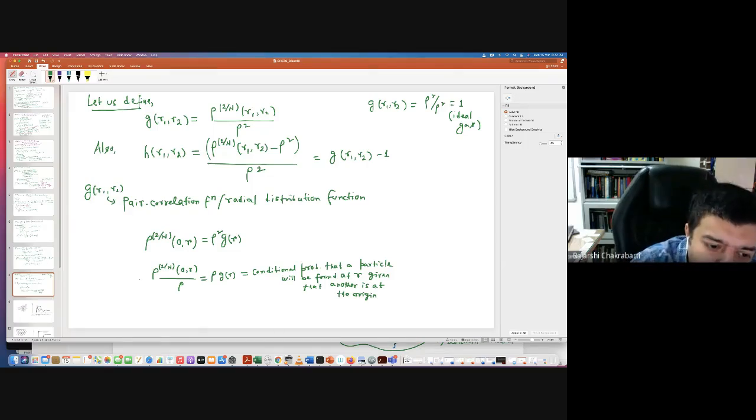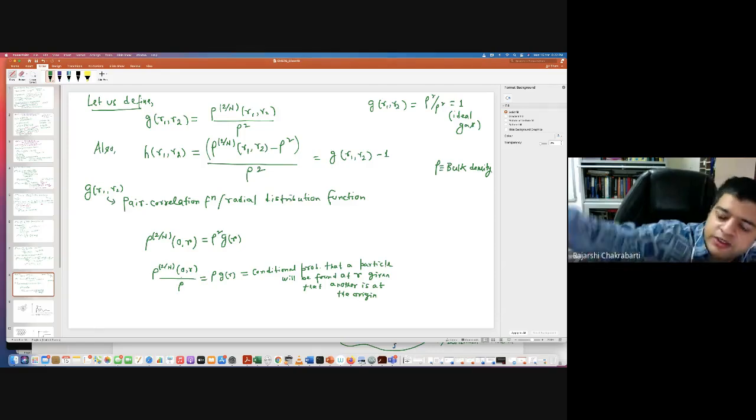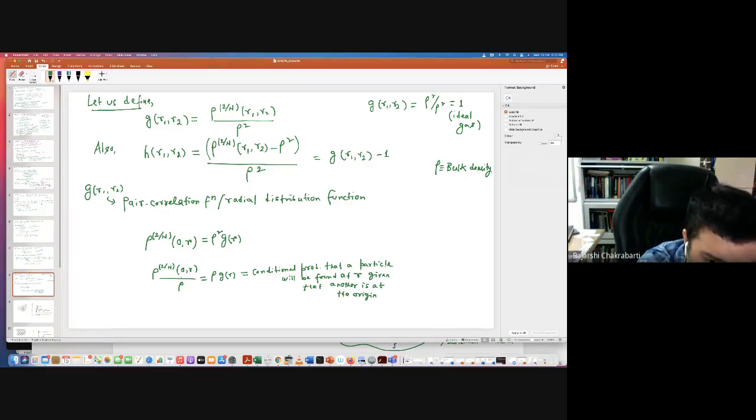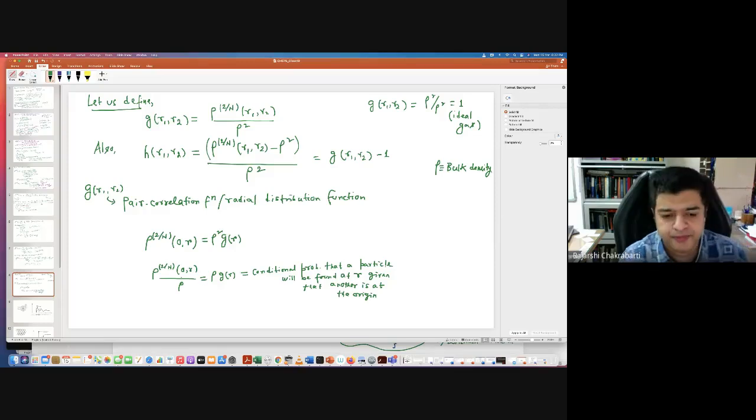So let's look at it. This 2-point distribution function divided by the density, the bulk density. Rho is called the bulk density of the fluid. So this will approach what? What will be the value of this, rho 2 by N by rho, when R is very large? What do you expect? Let's look at this expression. Rho. Because you know G of R becomes 1. So it will be rho, because that is what you should get, no? Yes, that should match with your bulk density. This is exactly what you're getting.